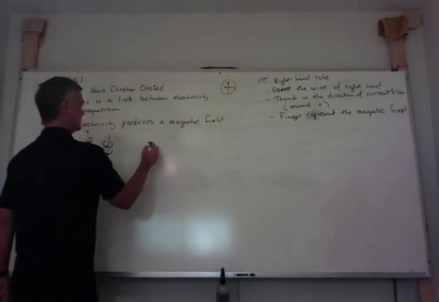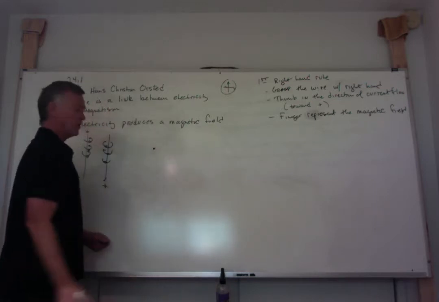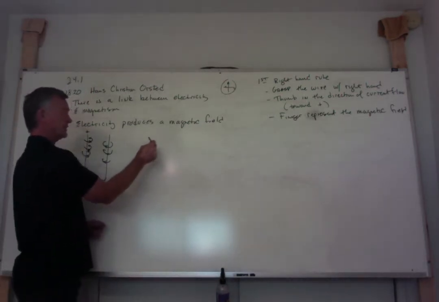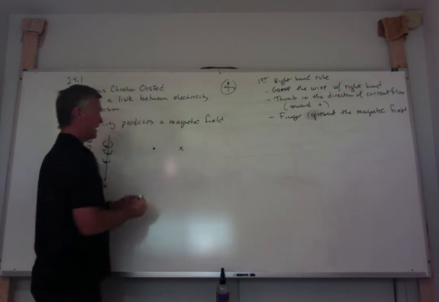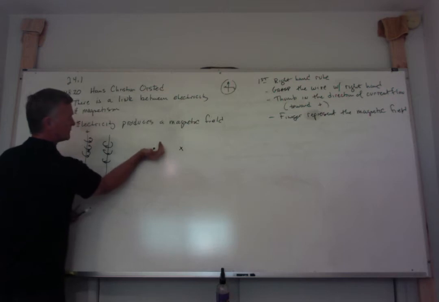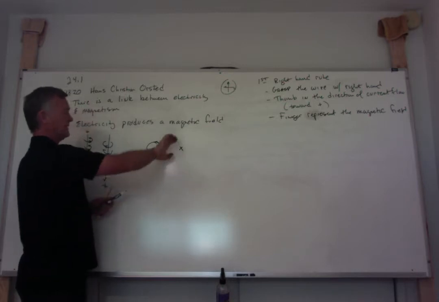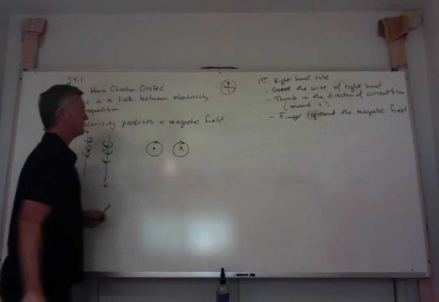Now, there's another way to draw this, and that is that dot represents a wire where the current is flowing out of the board. And if I do this, that's a wire where the current is flowing into the board. If the wire current is flowing out of the board, this would have a magnetic field around it that would look like this. And this one would have a magnetic field around it that looks like that.